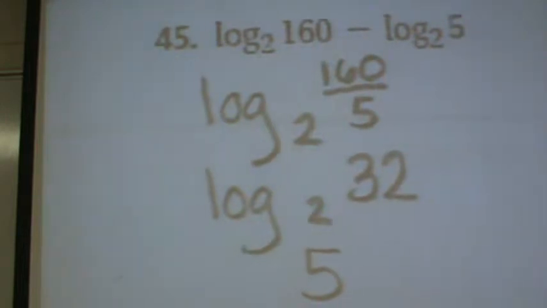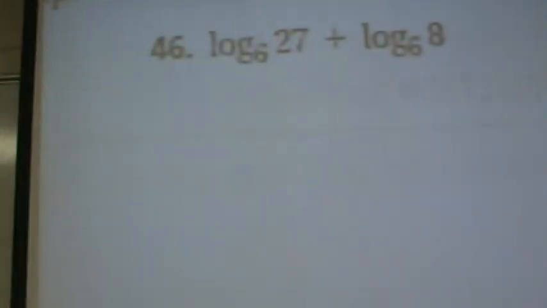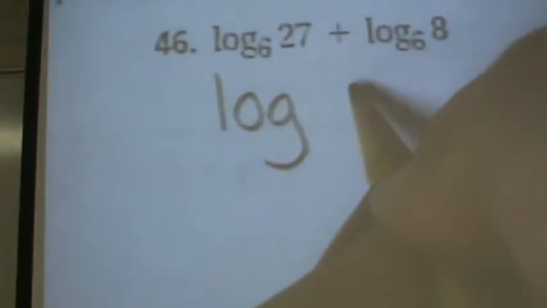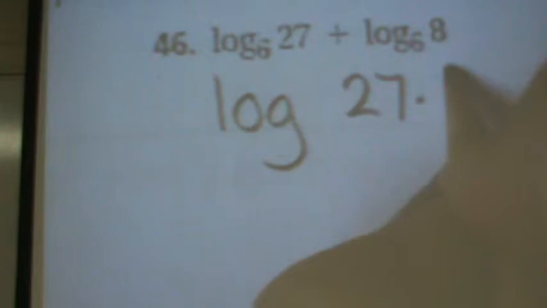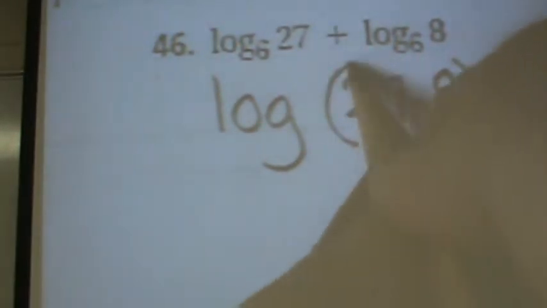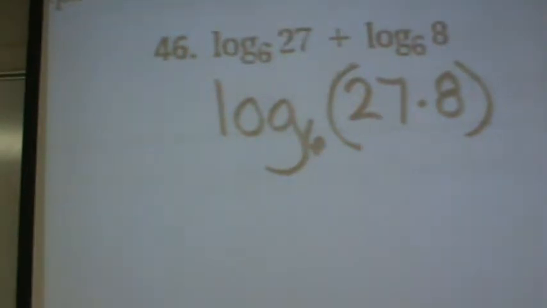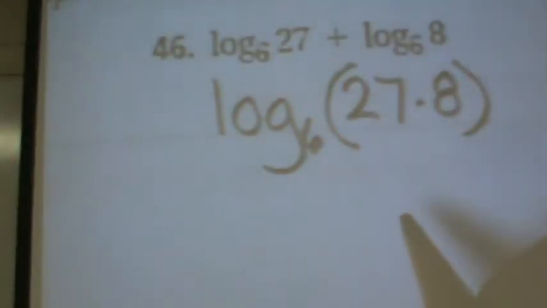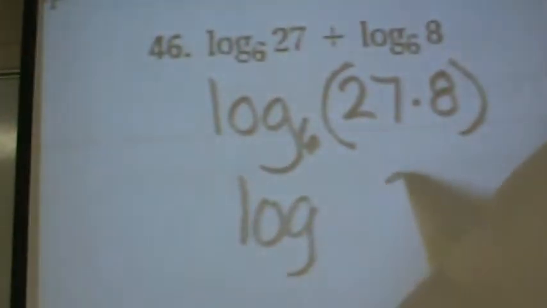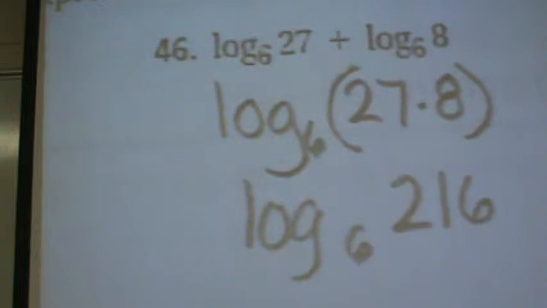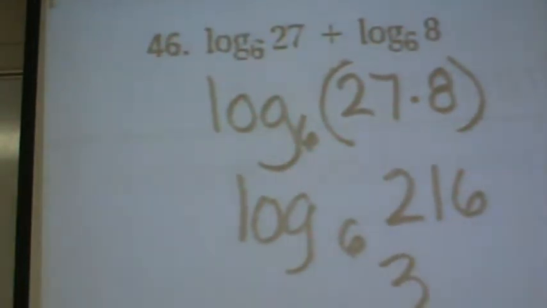Okay, now something's changing. You've got to multiply it. Very good. You are going to do what, D'Angelo? Multiply. Why? It says add. Because when you add, you multiply. Pretty easy for the rules. Does anyone know what 27 times 8 is? 216. Log of 216 base 6. 6 to what power is 216? 3.